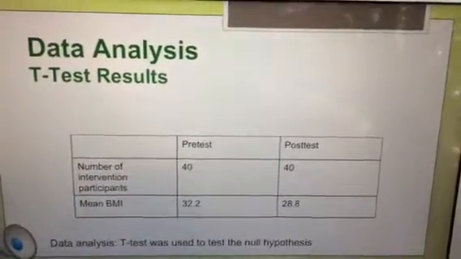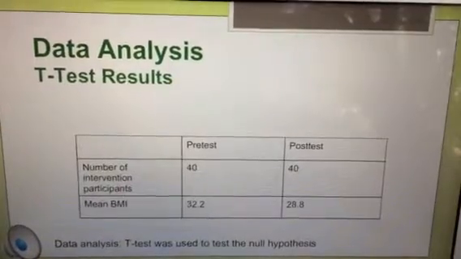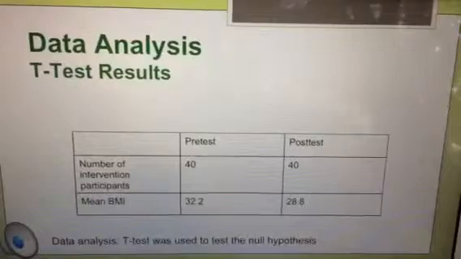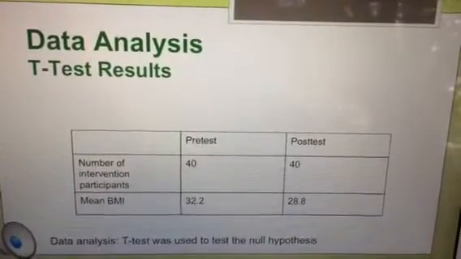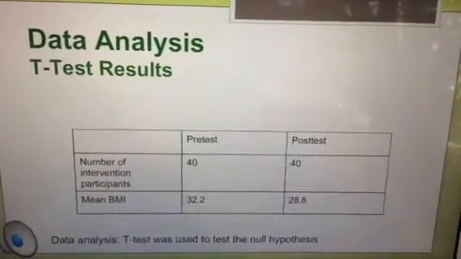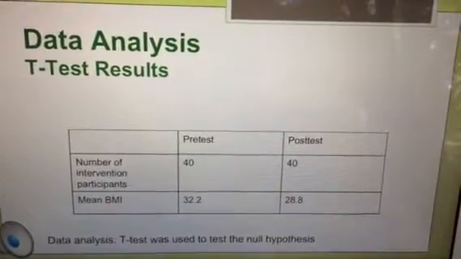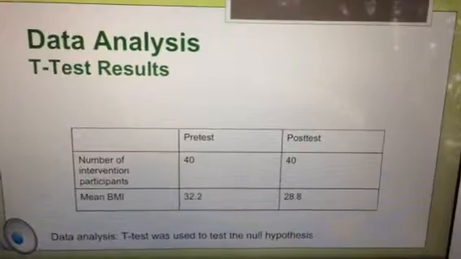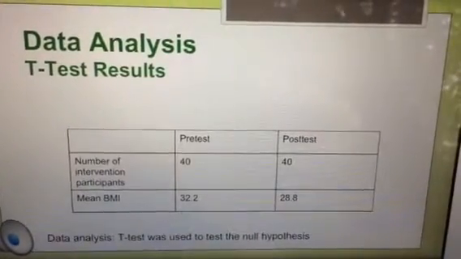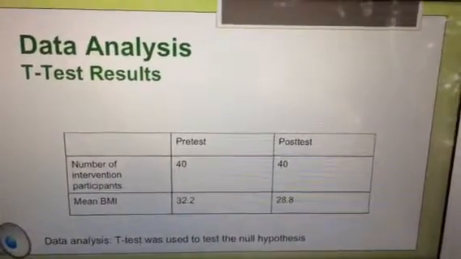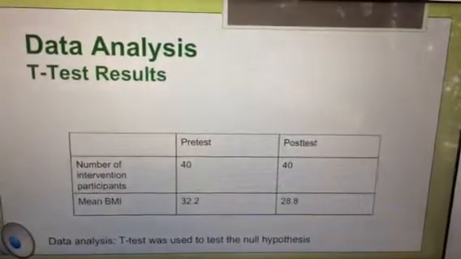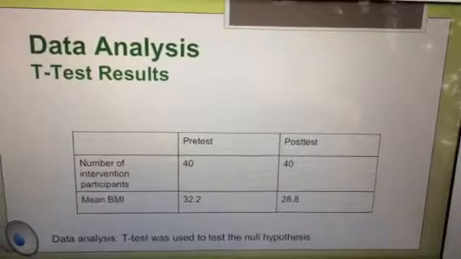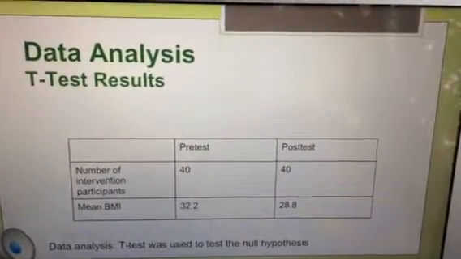Our statistics indicated that before the intervention, our participants came in as obese, holding a mean average of 32.2 for BMI. And after the intervention, the mean BMI decreased to 28.8. Therefore, our participants went from being obese to overweight. The t-test was used to test the null hypothesis that there is no change in BMI, and the alternative hypothesis would show a decrease in BMI.